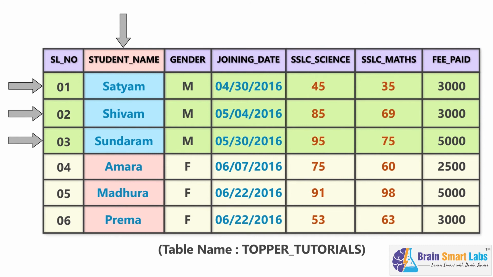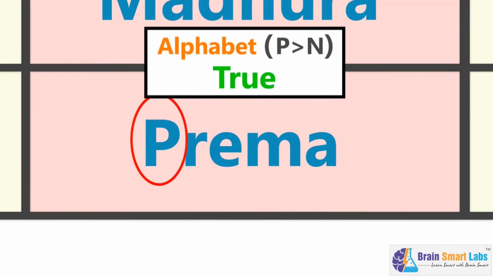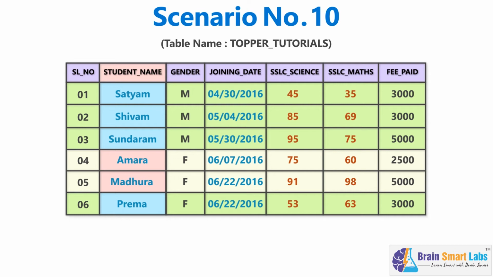Now here comes the last row Prema, and the starting alphabet P here is definitely greater than alphabet N. As a result, the following row will be selected and this table here will now give us a clear idea about how to write a query for this scenario.